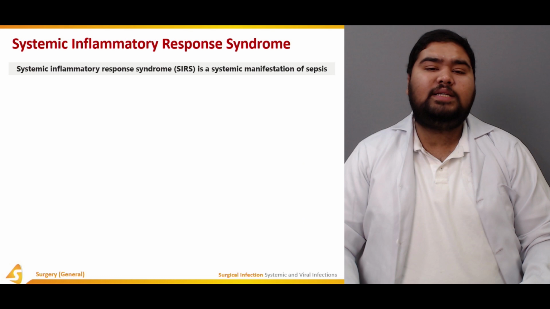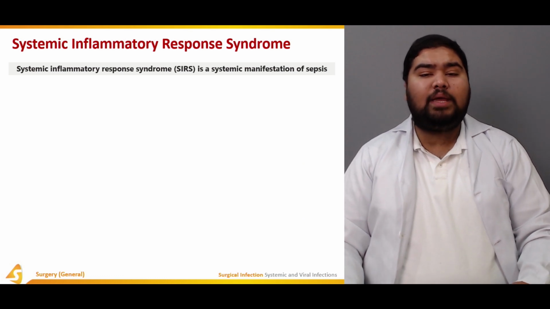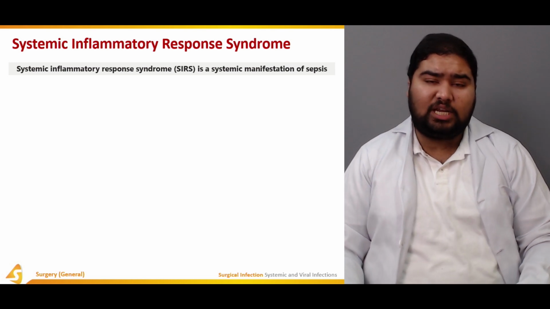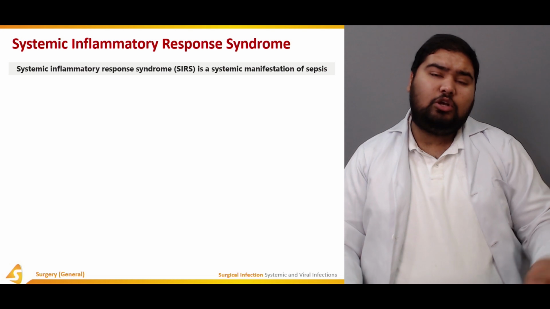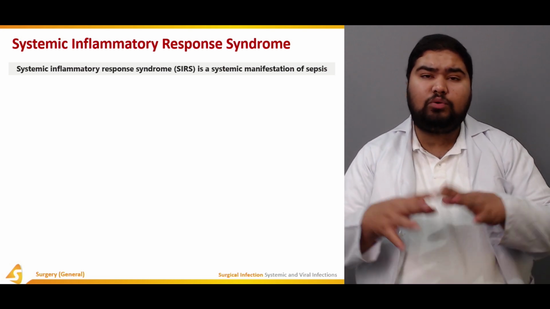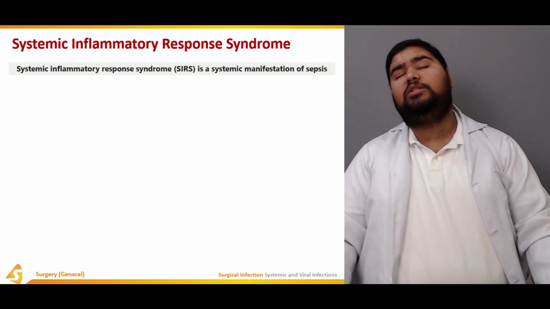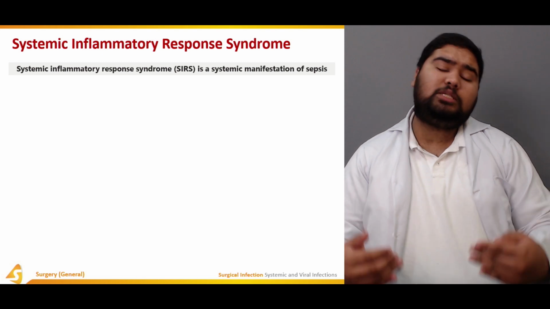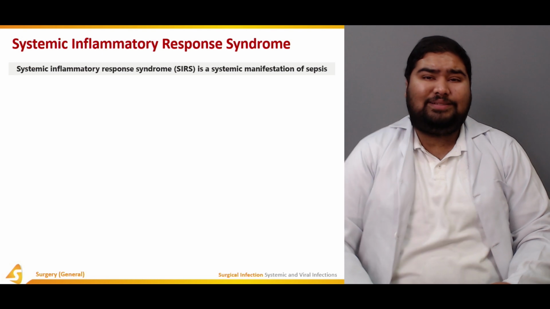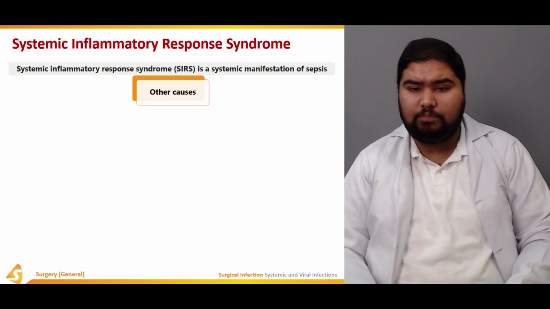Now, talking of the systemic inflammatory response syndrome, it is the systemic manifestation of sepsis. So what happens? Bacteremia has developed. This bacteremia has spread throughout your blood. Now the body responds to a lot of bacteria in the bloodstream. The response of the body to those bacteria in the bloodstream is known as the systemic inflammatory response syndrome.